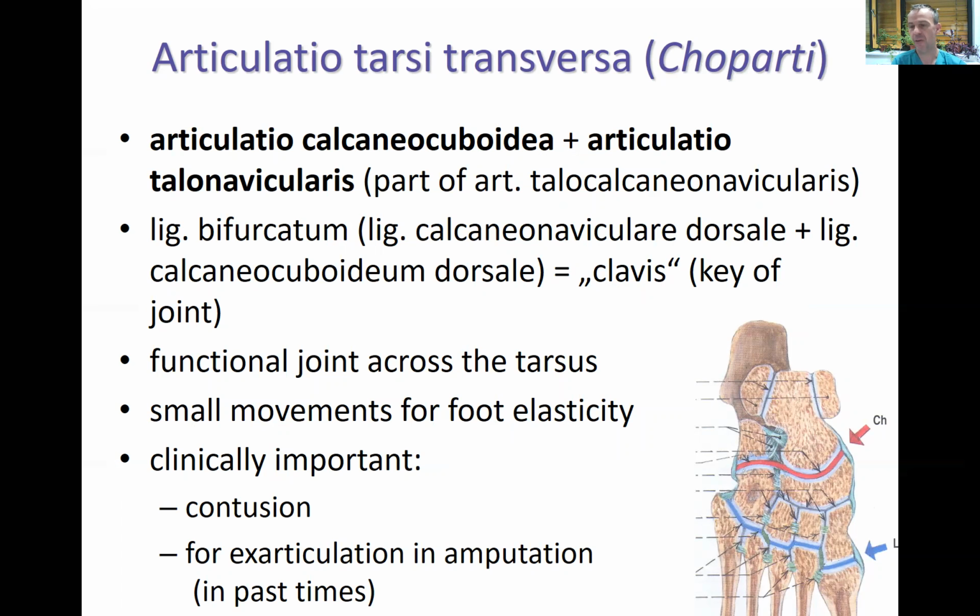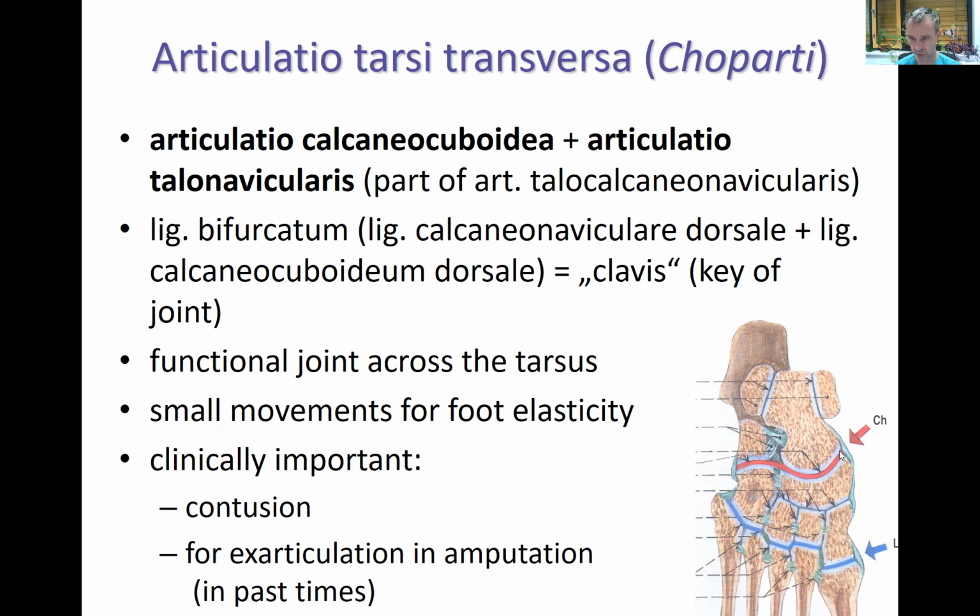Now we have here a functional joint. Functional joint from two points of view. One is the clinical, that you can distort this joint. And second is surgical, that this joint was used for amputation, to cut the distal part of the foot. This articular cleft was used for that. Now we prefer to cut the bones, as we are able to then smooth the sharp edges of the cut bone.